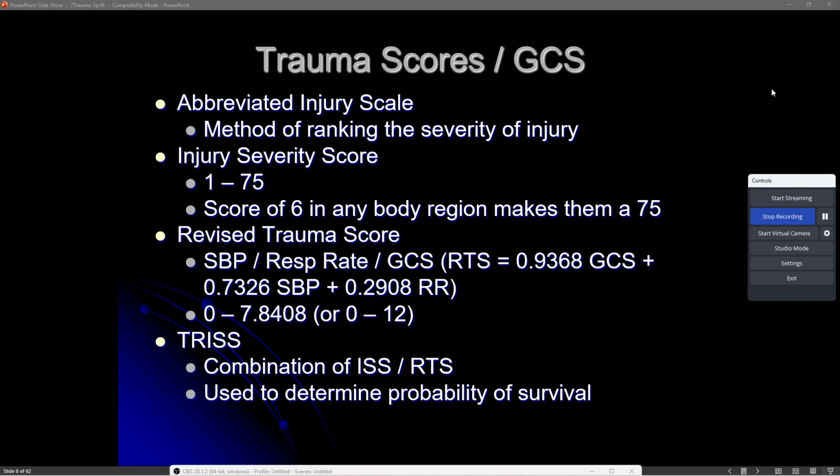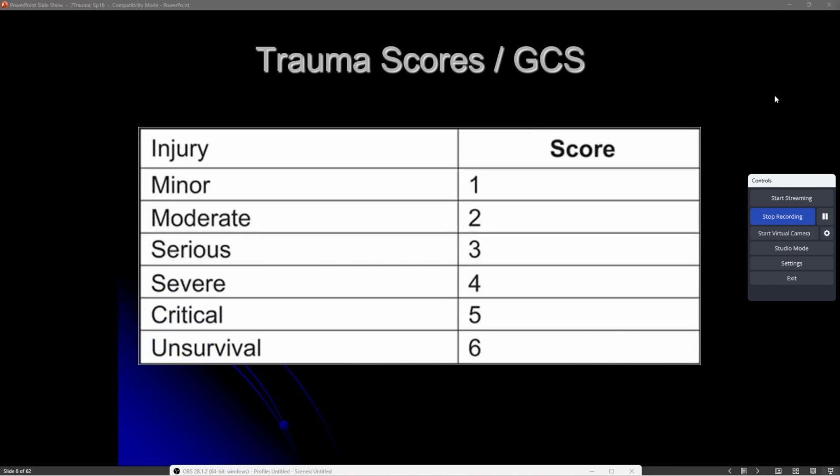So the TRISS is one such example of a combination slash revised tool. And what it does is it uses both the injury severity score and the revised trauma score to essentially identify suspected survival rates of an individual who has experienced trauma.